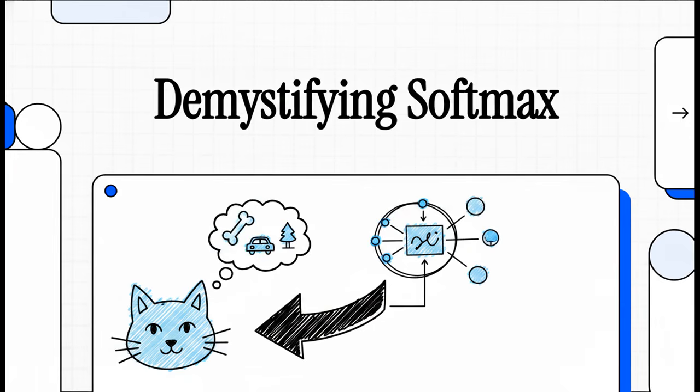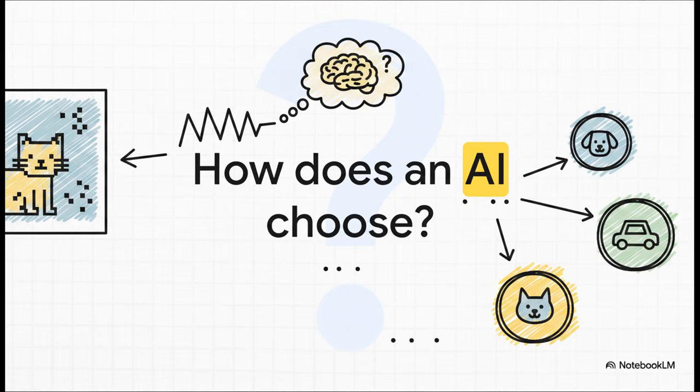makes decisions. So let's start with the basic problem every single classification model has to solve. It looks at some data, right? Maybe an image, maybe some text, and its job is to make a clear choice from a list of possible answers. But how does it actually go from just a raw analysis to a final, confident decision?